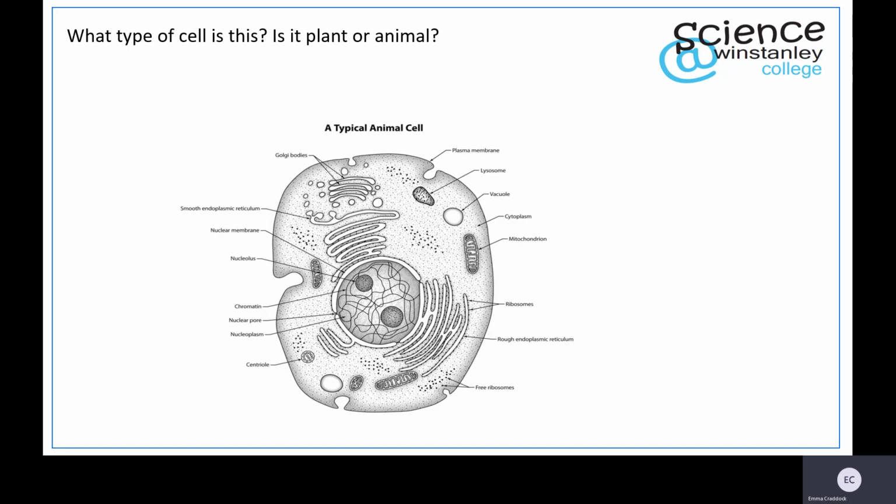So first of all, a little quiz for you. Is this a plant or an animal cell? So is this a plant or an animal? It's an animal cell. How did you know? Well, you might have said it has no chloroplasts.